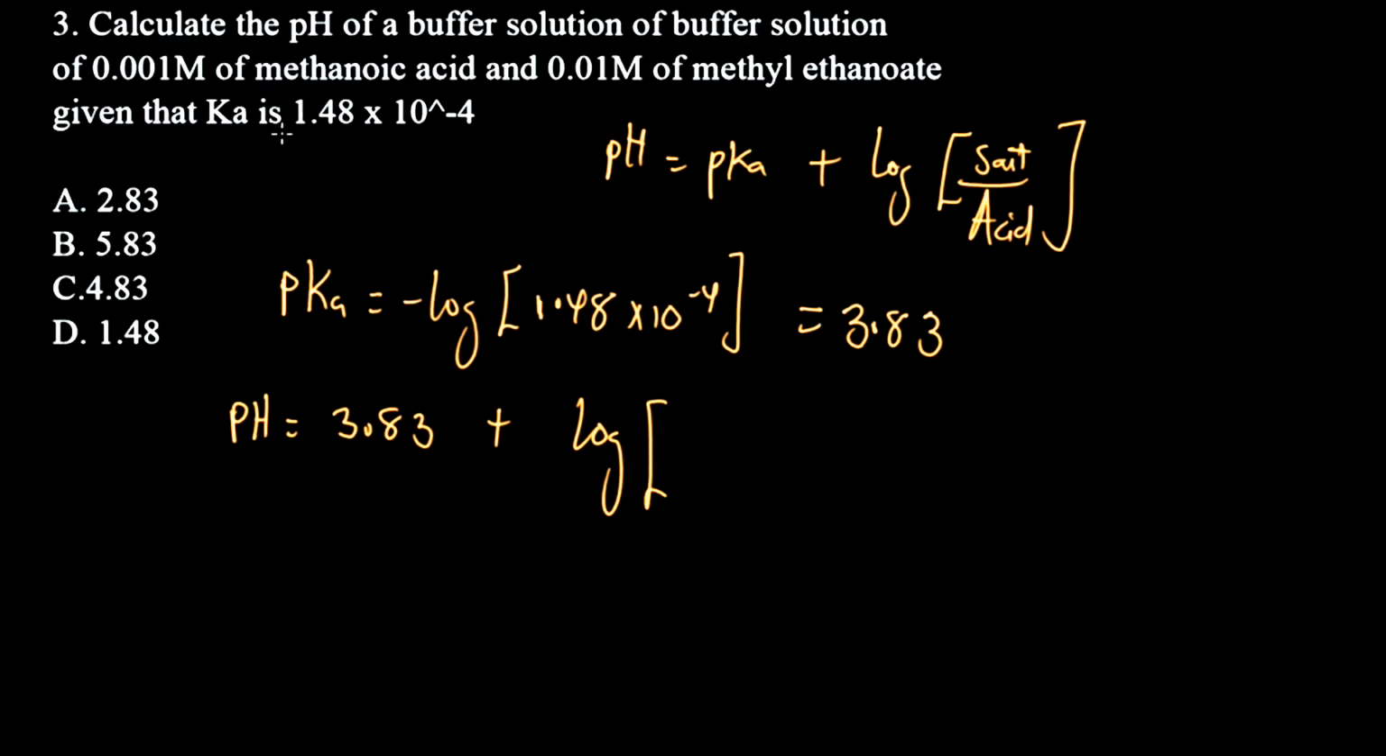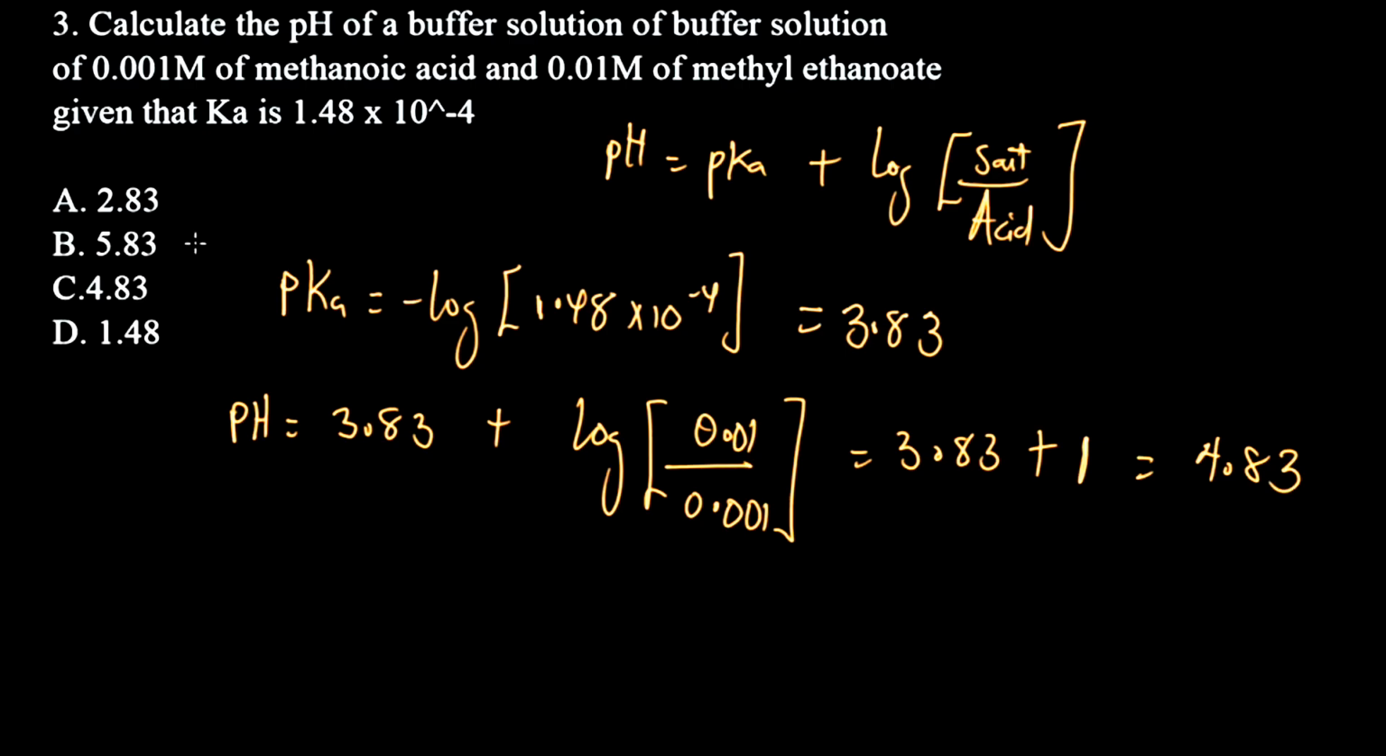The salt is methyl ethanoate, which is 0.01, over the acid, which is 0.001, right? So let's multiply one by one. So basically we have 3.83 plus, this becomes 1, and then we have the answer to be 4.83. So the answer is C, option C.